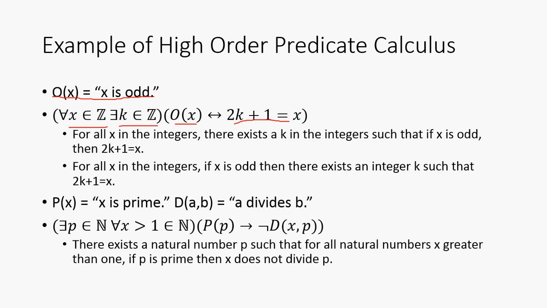So for our next example, consider p of x to be the predicate stating that x is prime, and d of a and b, the predicate stating that a divides b. In this example, we say that there exists a natural number p for all x greater than 1 in the natural numbers, such that if p is prime, then it's not the case that x divides p. And that's because p is prime, right? So there exists a natural number p such that for all natural numbers x greater than 1, if p is prime, then x does not divide p.